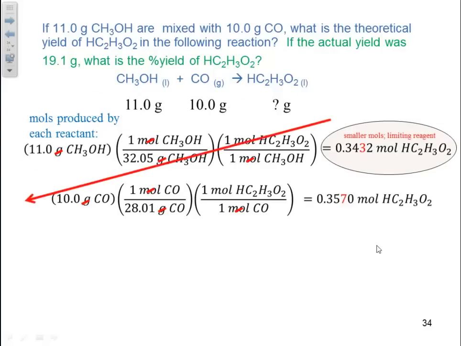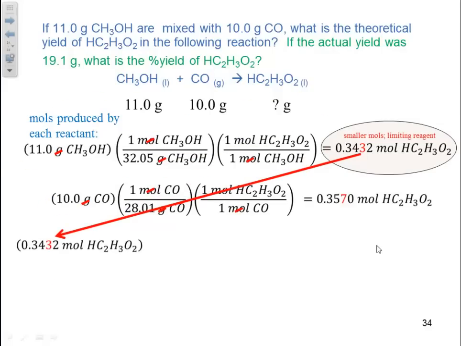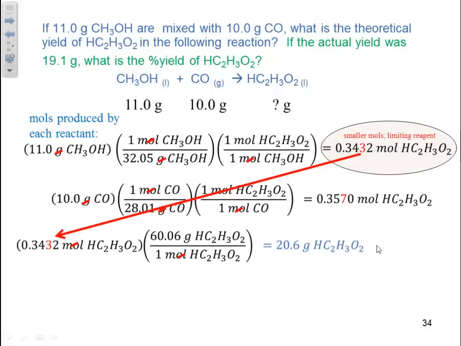So I'll take that number and convert that into a mass through molar mass. Units cancel. Tells me I got 20.6 grams of acetic acid. Remember, that is my theoretical yield. That's how much I should get.